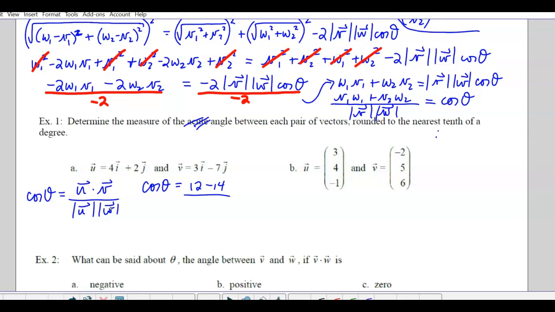And then magnitude of U, again, you can do that in your head. You don't have to simplify it, because this is all going in your calculator. This is not your final answer. So 16 plus 4 is 20. 9 plus 49 is 58. So really, theta is going to be inverse cos of -2 over root 20 root 58.